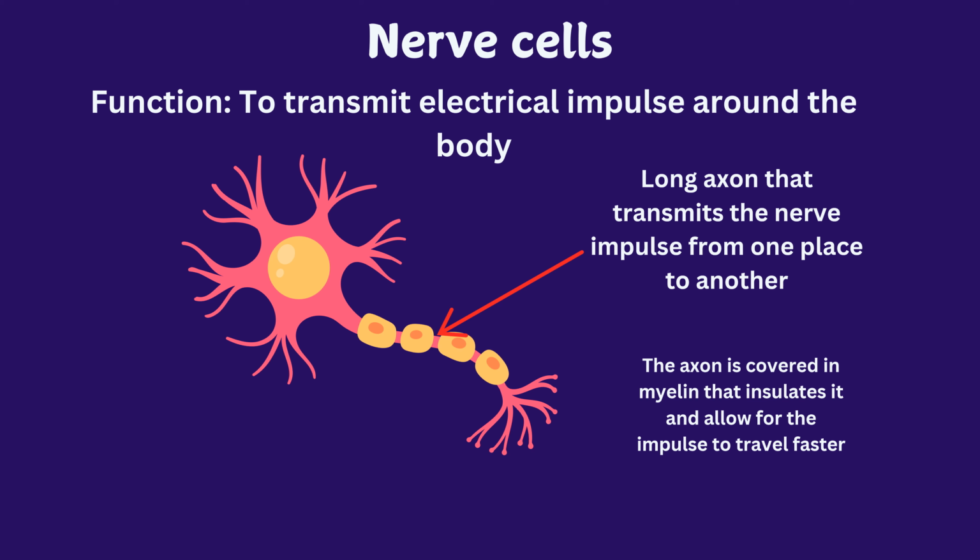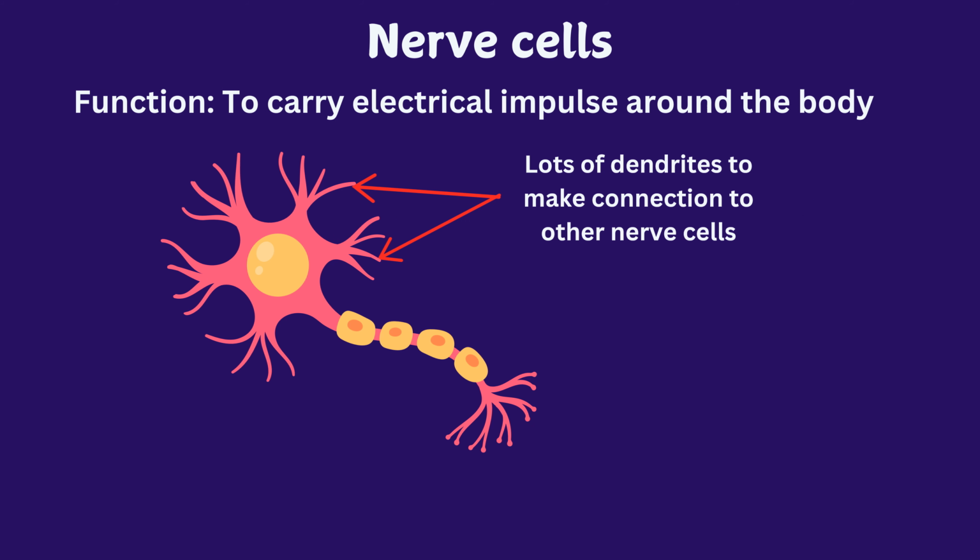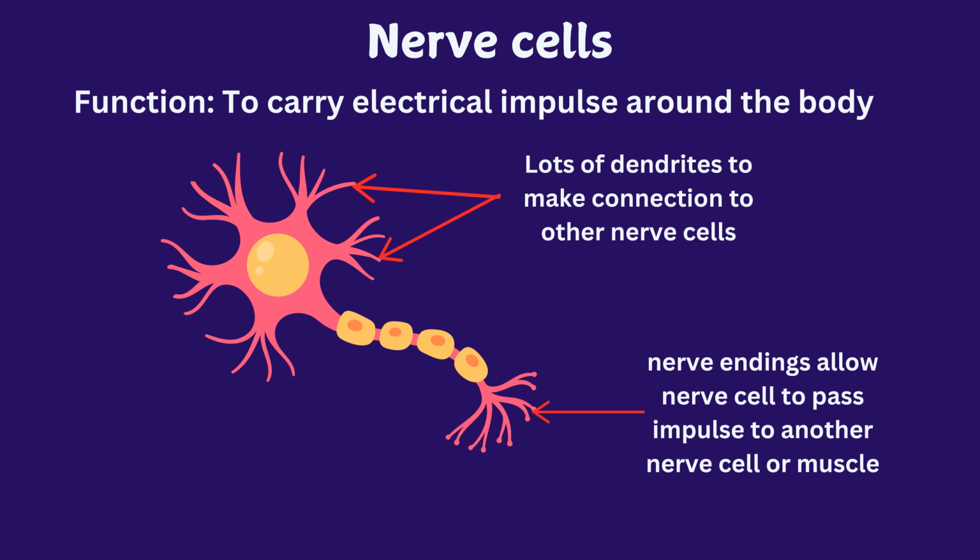The axon is covered in myelin. These yellow things represent the myelin. We call it the myelin sheath, right? So the myelin sheath insulates the axon and allows for the impulse to travel faster. Nerve cells also have lots of dendrites. These make connections to other nerve cells. And then we have the nerve ending. The nerve ending allows the nerve cell to pass the impulse to another nerve cell or muscle.